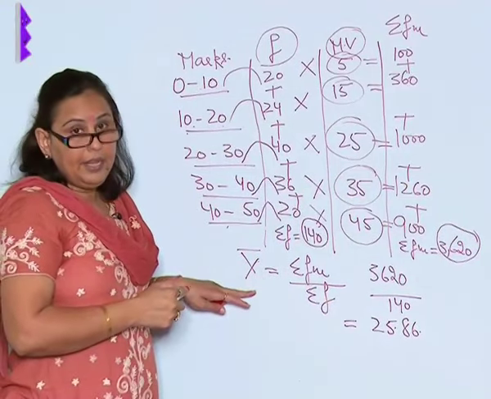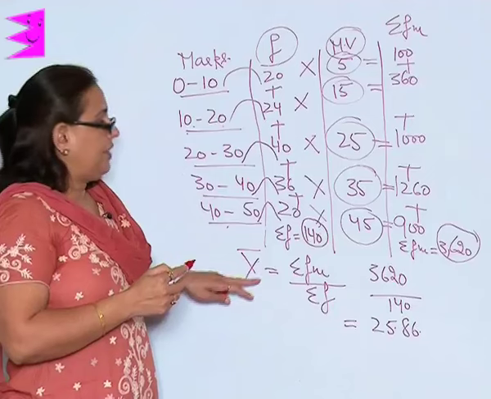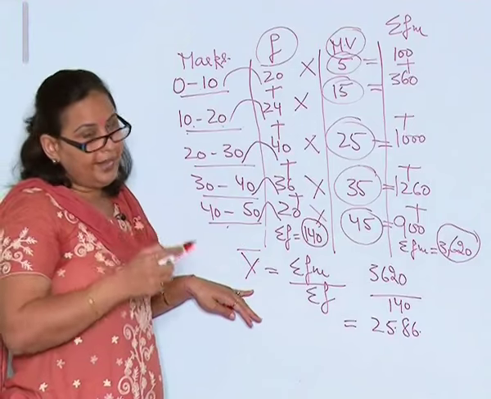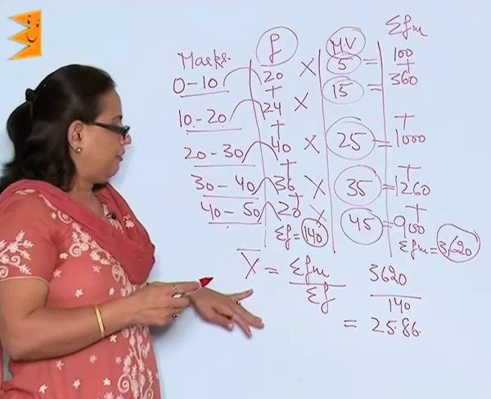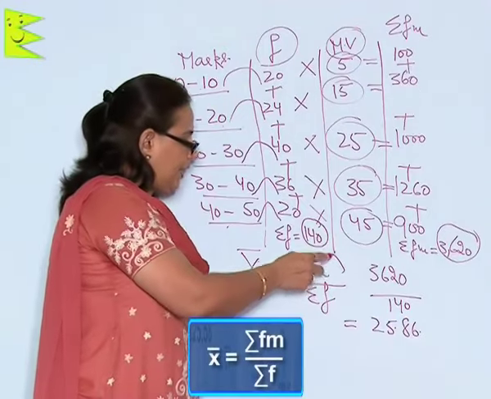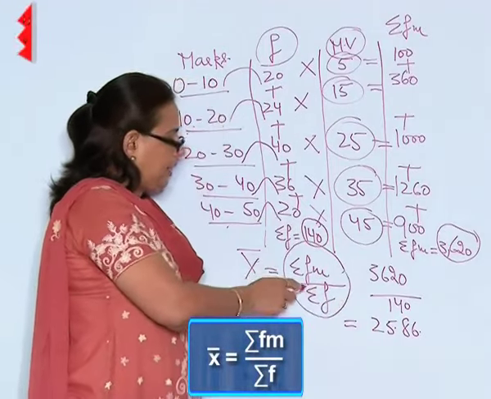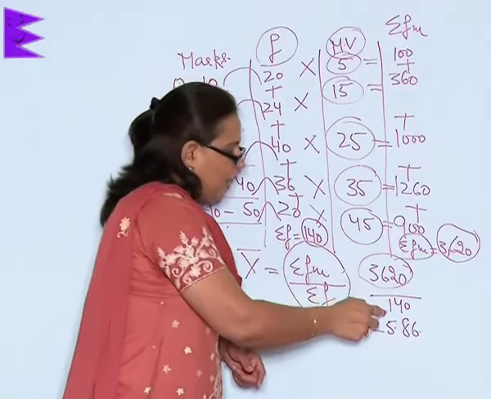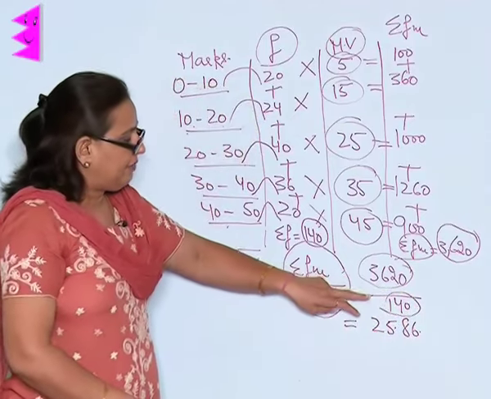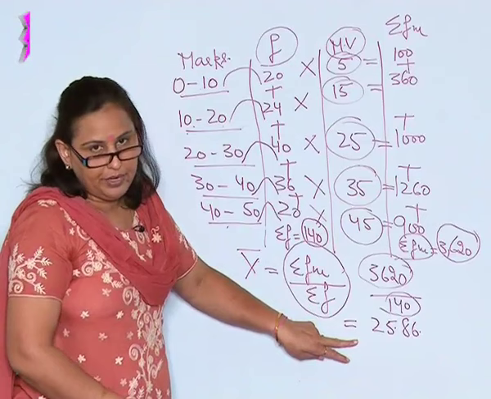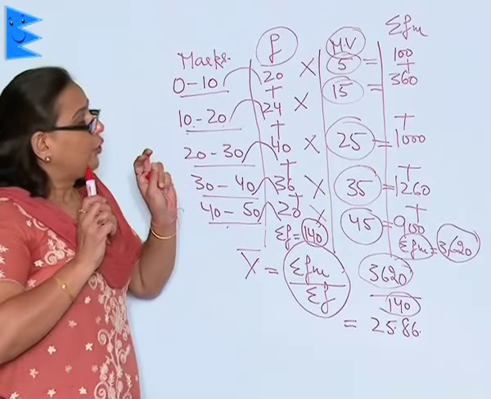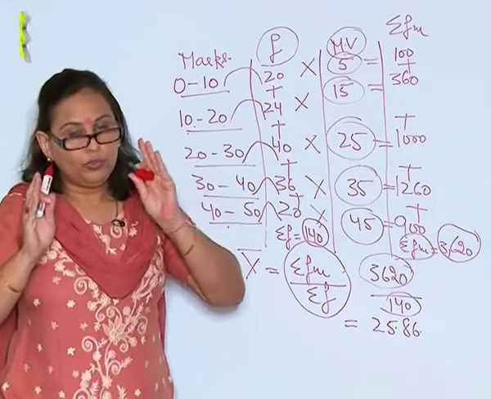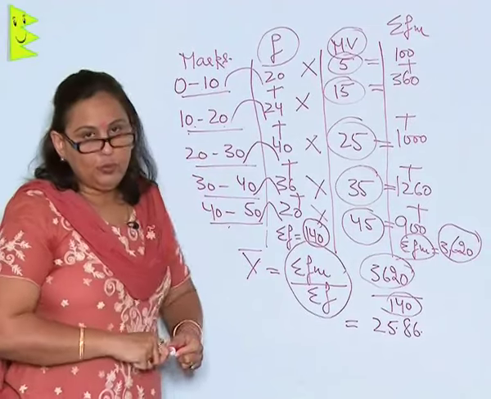And thus we have the sigma fm and the sigma f, and for this we need to find out the x bar. To find out the x bar, the formula that we shall apply is sigma fm upon sigma f. Sigma fm that I have is 3620 and sigma f is 140, which means when I divide this it will give me 25.86.